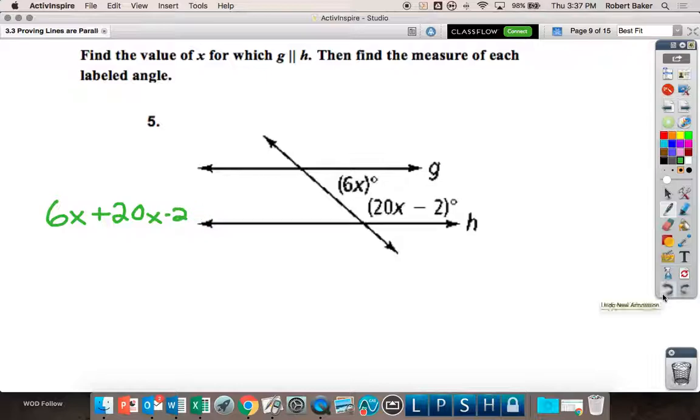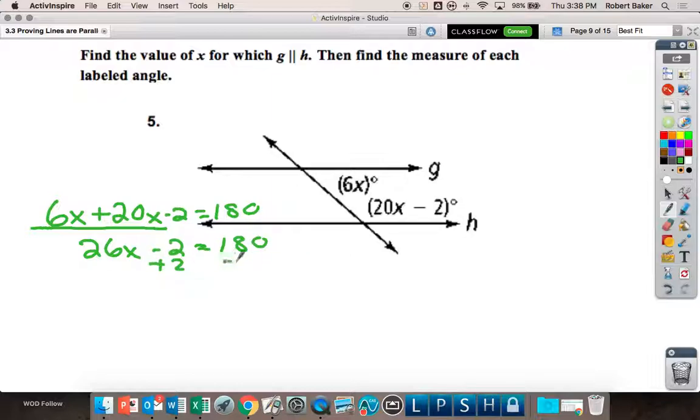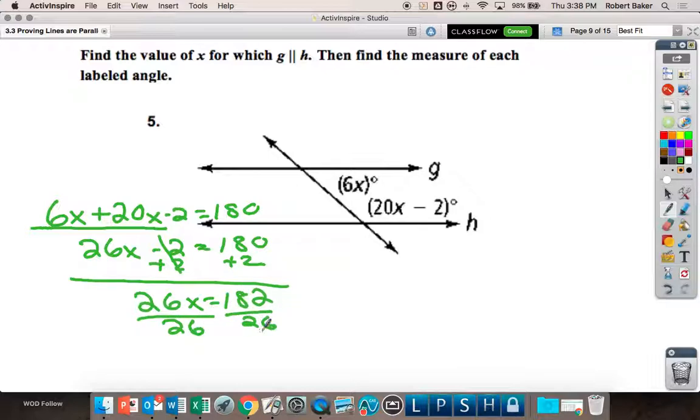26x. Perfect. I would always combine like terms first. 26x minus 2 equals 180. Add 2 to both sides. Now do it on a calculator. My calculator is broken today. Josiah's isn't. He definitely already has his out, you're just not using it for math. Oh, 7. Well done.